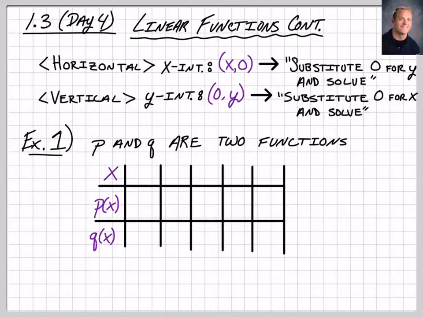So for both of these functions, the inputs for x are going to be the same. So let's go ahead and get those now. We got 50, 55, 60, 65, and 70. Remember, x is the independent variable. It can do whatever it wants.